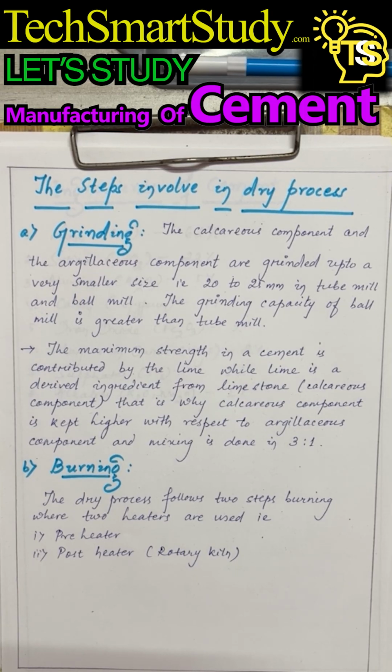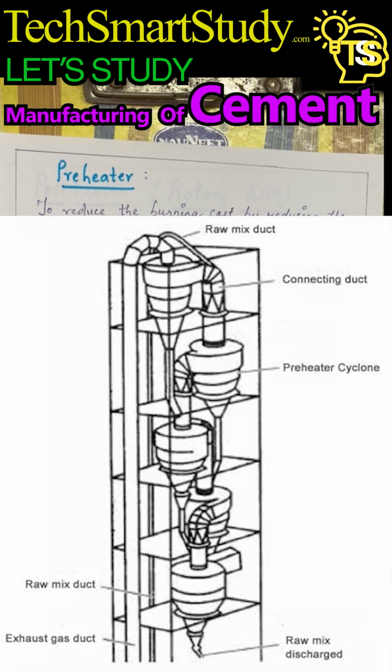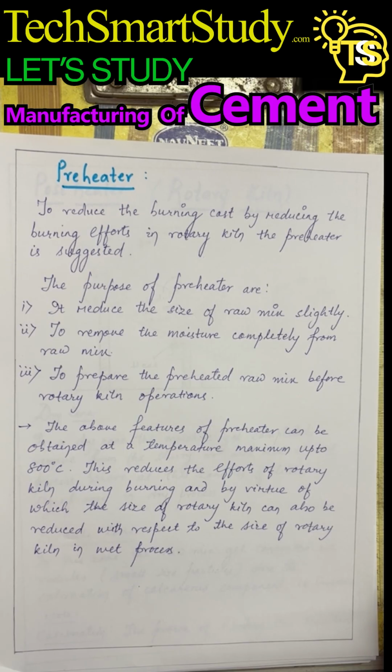Now the second step is burning. The dry process follows burning, where two heaters are used, that is preheater and postheater, which is otherwise called rotary kiln. To reduce the burning cost by reducing the burning efforts in rotary kiln, the preheater is suggested. Now the preheater is suggested in dry process because it reduces the burning cost and burning effort in rotary kiln.